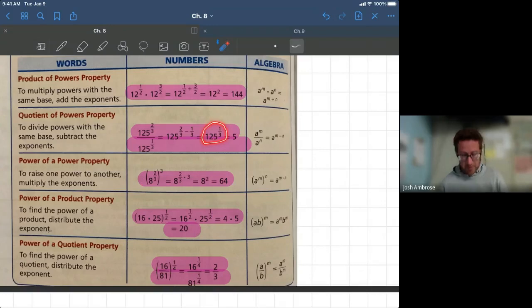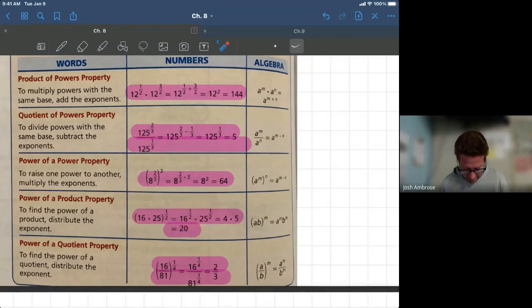125 to the 1/3 is the same thing as saying 125 cube root. So cube root of 125 is how they're getting 5. Okay, and you remember cube root, that's that guy right there. Okay, you keep looking. This right here in parentheses means everything in here is brought to this exponent. So that's essentially them distributing this exponent to both parts in the parentheses. That's how they get this piece here.